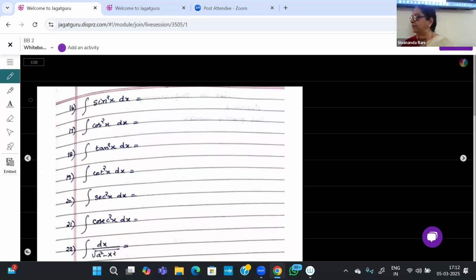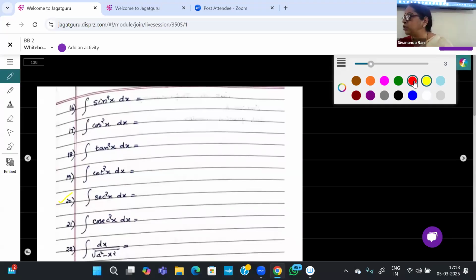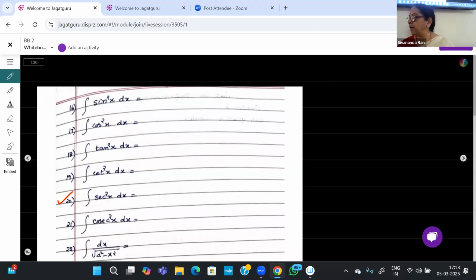Hope you have completed. Amongst these, only these two are direct derivatives of functions. No? Like secant square, we know, is the derivative of tan x. And cosecant square is the derivative of minus cot x. So among the trigonometric square functions, secant square and cosecant square are readily integrable.